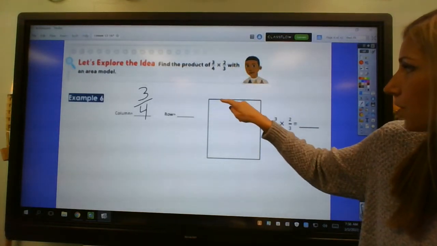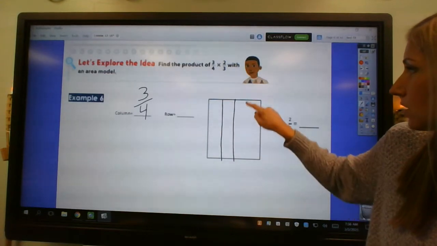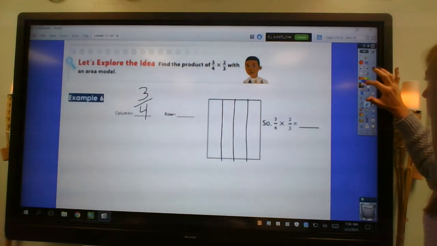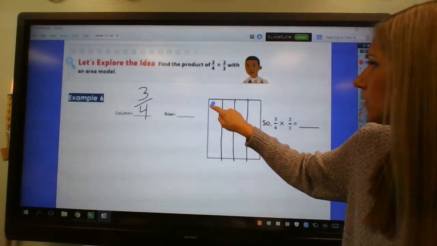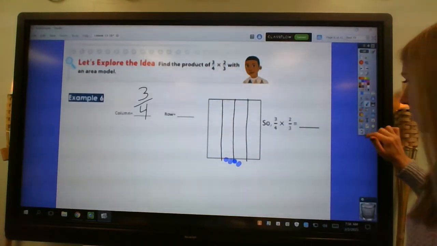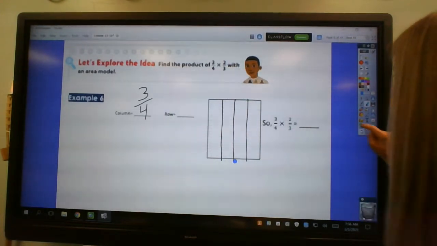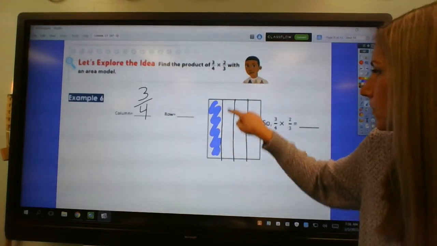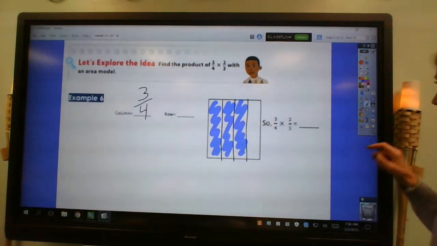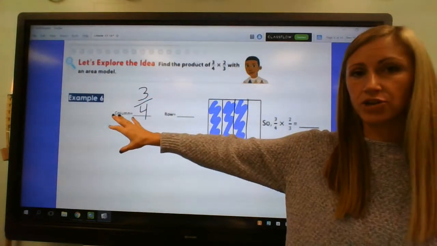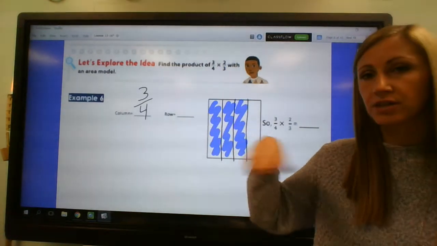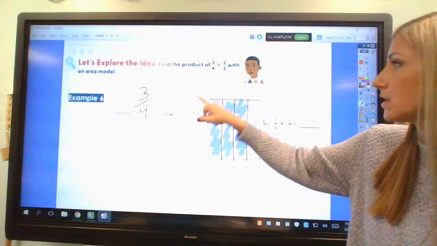And fourths columns, okay, so I'm cutting with my pencil here. I have fourths. Okay, now let's take one of our colors and let's shade in our 3/4. There's 1, 2, 3 out of 4. Okay. So this image right here is this fraction, right? And then what we're going to have is our other fraction demonstrated in rows. So that would be our 2/3.